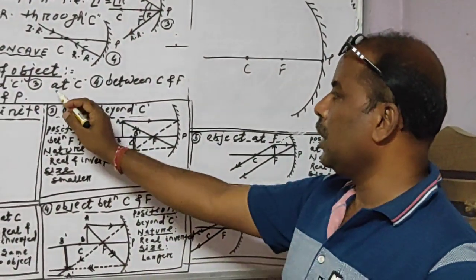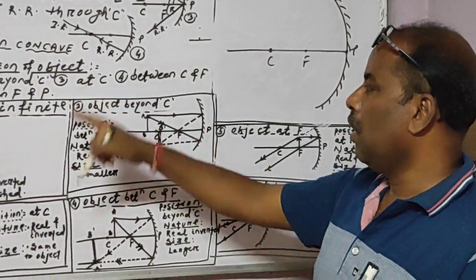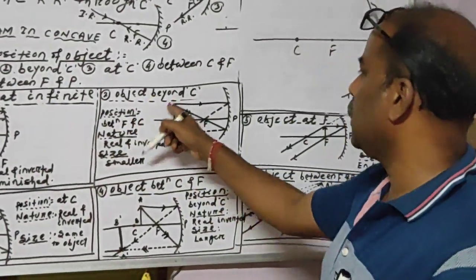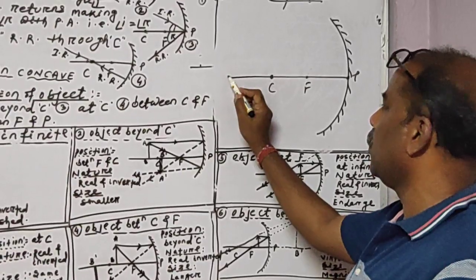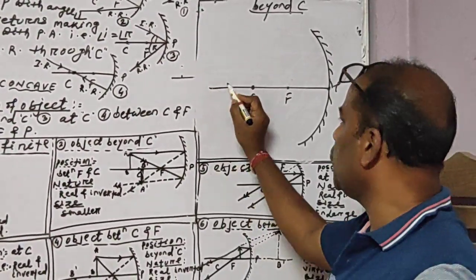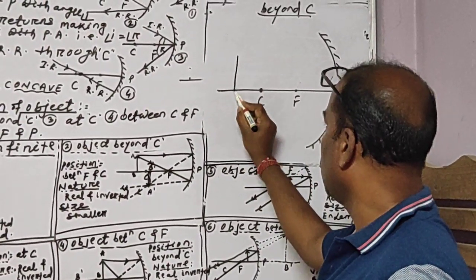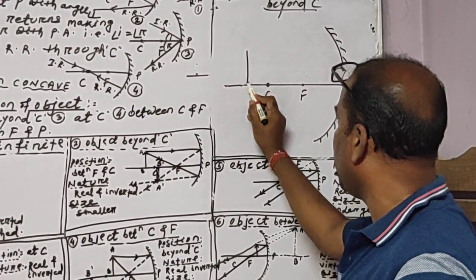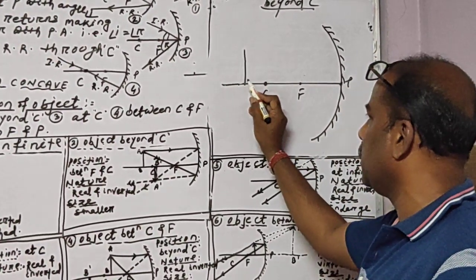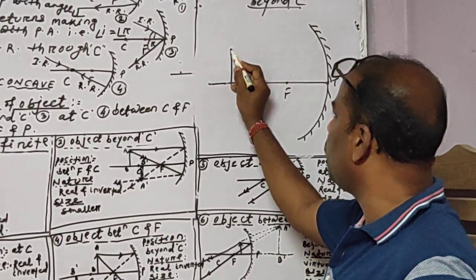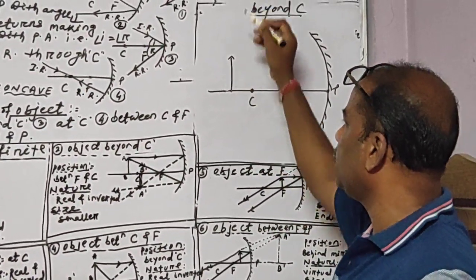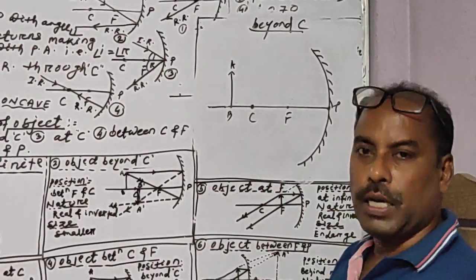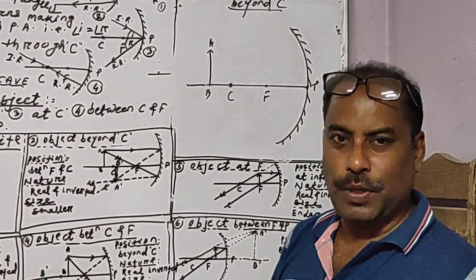Now according to the question, we have to see where the object is. The object is beyond C. Beyond C means anywhere on the principal axis beyond it. Suppose I am taking it here, and the line which we have to draw should be straight, perpendicular to the principal axis, a 90-degree line. And we have to put the arrow mark, so the head is upside and the tail is downside. So we name it A, B.